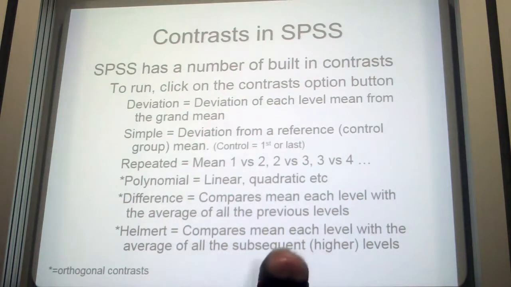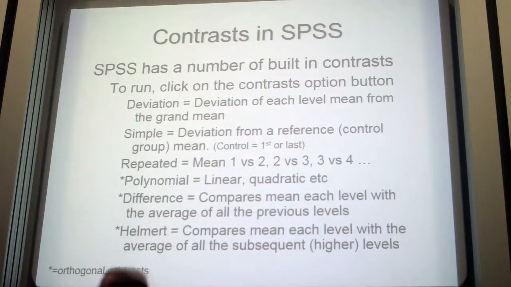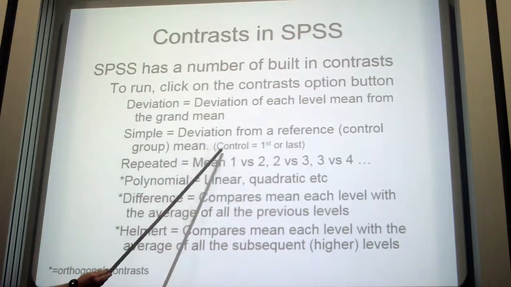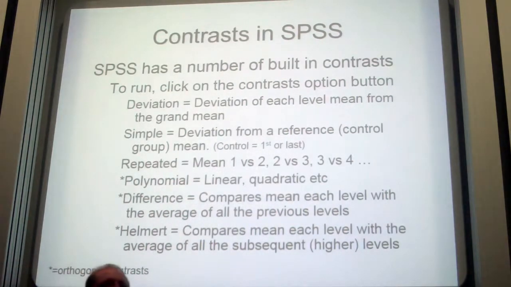And the Helmert one is essentially the reverse of the difference one. It compares group 1 with the average of all the others, group 2 with the average of groups 3, 4, 5, 6, and then group 3 with the average of 4, 5, 6, and so on. Again, they're built in there. This is just so that you know what they're doing. The most common one to use is the simple one, the deviation from the control condition, so either the first or the last group; you can specify which.